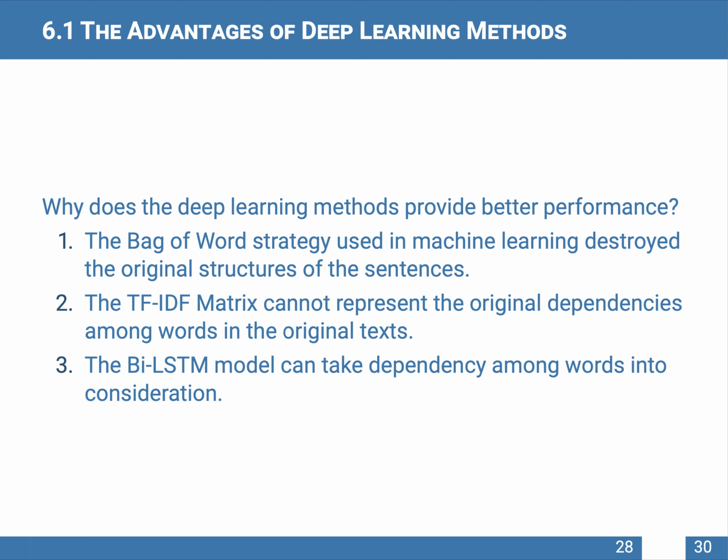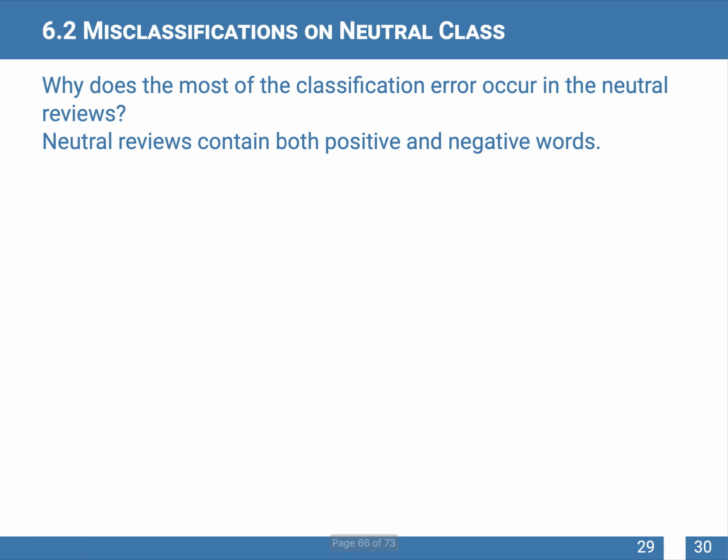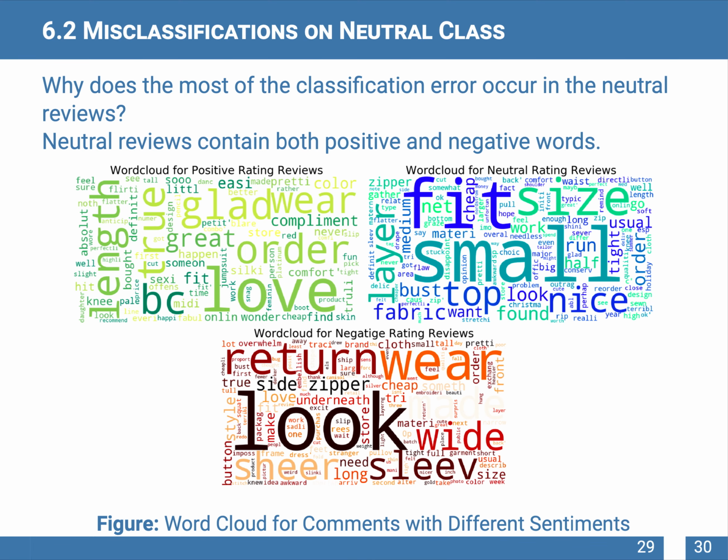We also notice an interesting fact from the confusion matrices. Most of the classification errors happen in the neutral reviews. Why? We think the reason is neutral reviews contain both positive and negative words. Let's check out an example here. Neutral reviews contain words like "nice" from positive reviews and also "cheap" from negative reviews. So this is the reason why most of the errors occur in neutral reviews.